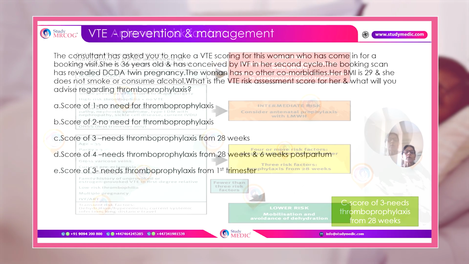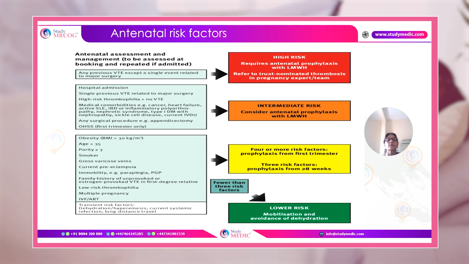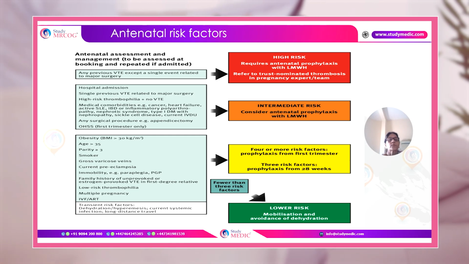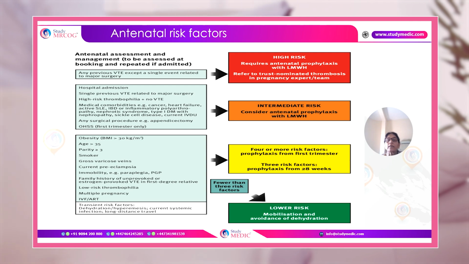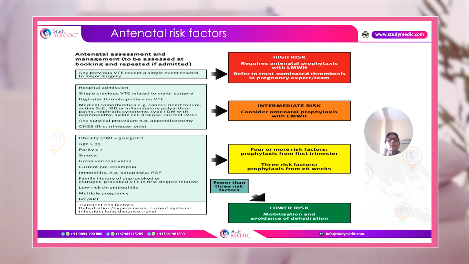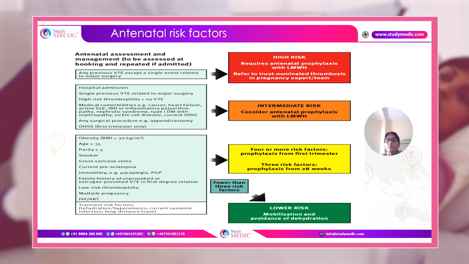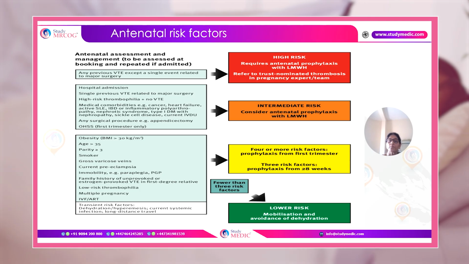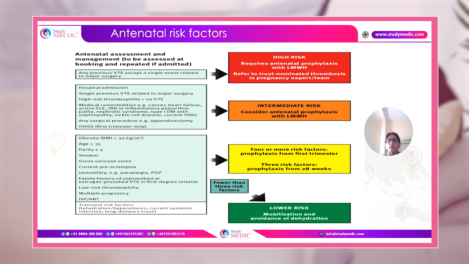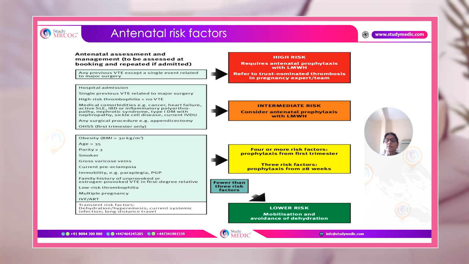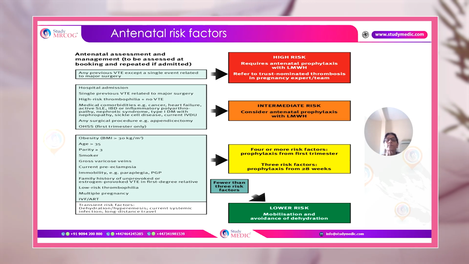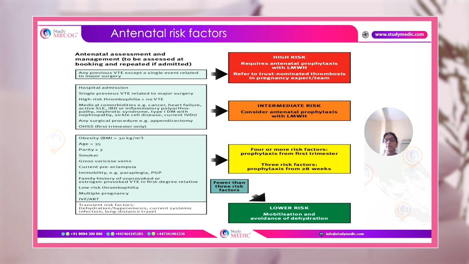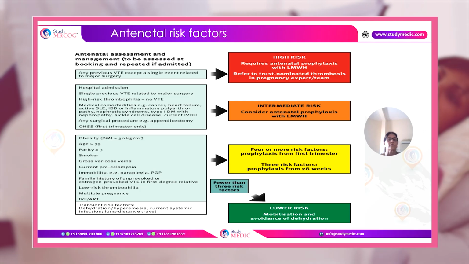For this, you have to know this chart. Here you have to know the antenatal risk factors. The ones that are given in red are very high risk factors. That means she has had a previous venous thromboembolism, except one that is a single event related to major surgery. If it is related to major surgery, it is not so high risk. Anyone who has a high risk factor, in the first trimester itself, it's a score of 4 and they will immediately start low molecular weight heparin as thromboprophylaxis.